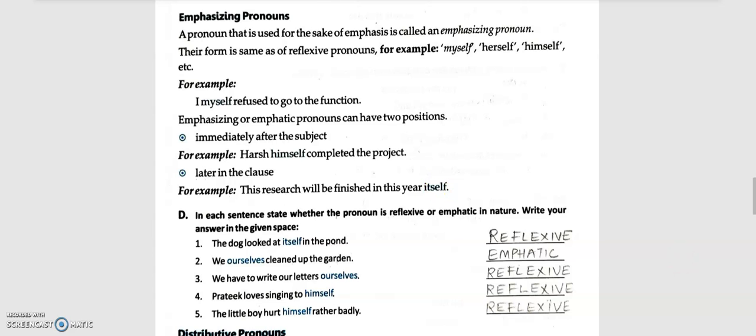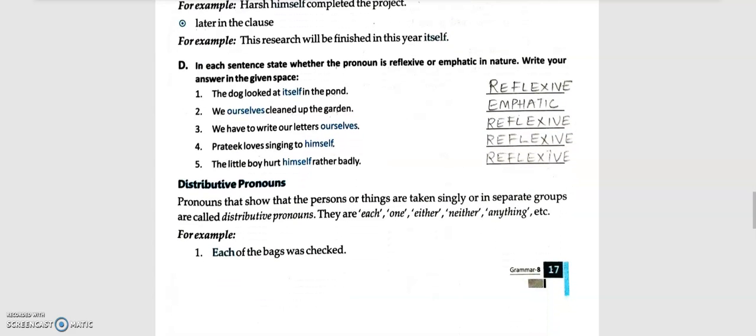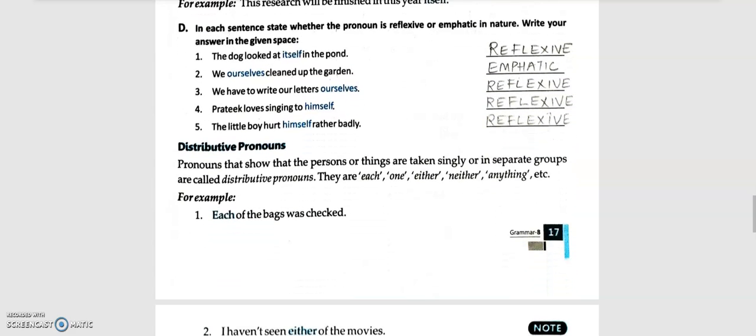Now let's look at this exercise. It says, in each sentence, state whether the pronoun is reflexive or emphatic in nature. Now let's see the difference. The dog looked at itself in the pond. The subject here and then this pronoun are the same. Itself here we are referring to the dog. So this is a reflexive pronoun. We ourselves cleaned up the garden. Now you see we have ourselves placed right after the subject. And this is the rule we saw for emphatic pronoun.